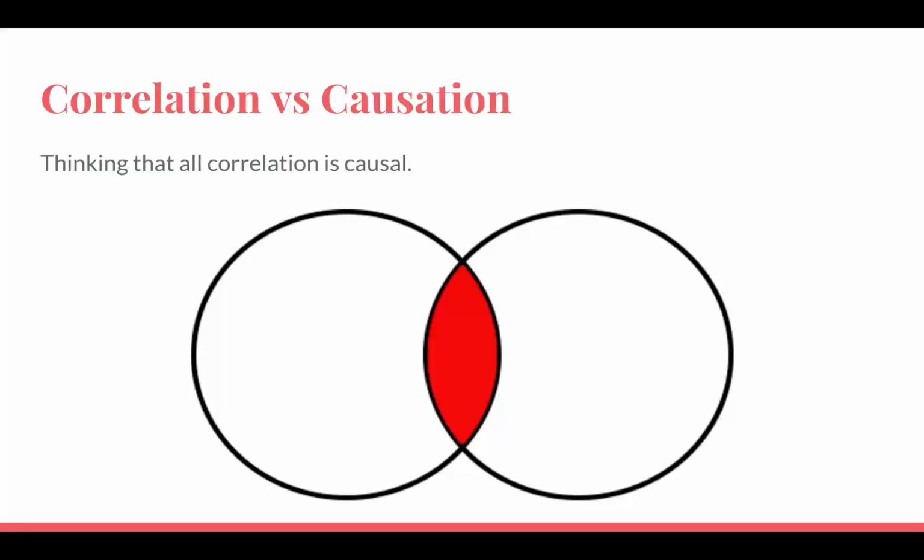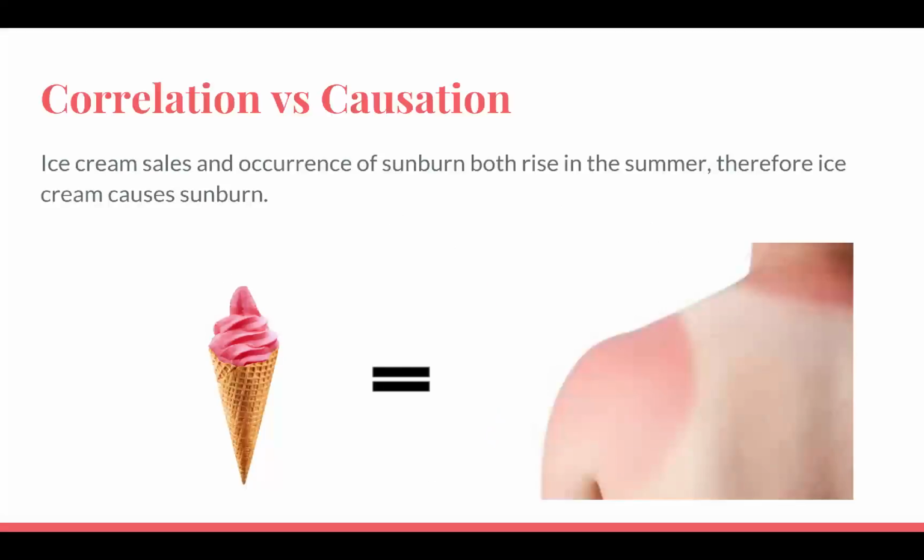Correlation versus causation. This one is a really huge subject. The definition is that you think all correlation is causative. So if two things happen at the same time, they must be related. One must cause the other. So for example, and this is true, ice cream sales and the occurrence of sunburn both rise in the summer. Therefore, ice cream causes sunburns. Logically, you can make an argument for that, right?